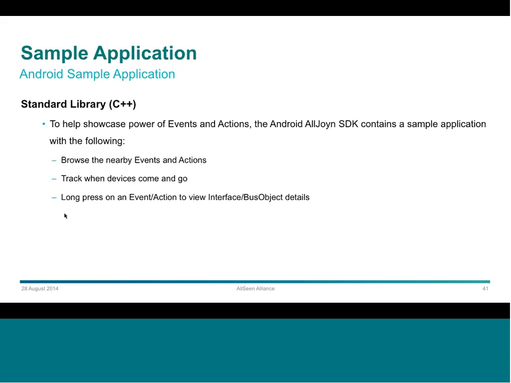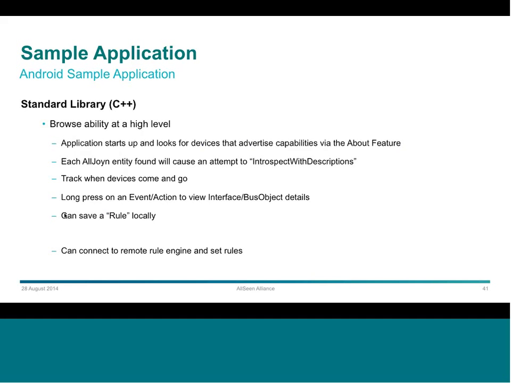So it gives you the object path, which device it lives on, what the interface is, what the member name is, and what the actual function signature is, so the member name and the arguments. So it's pretty powerful. In the Android application, it also allows you to save the rules locally, and you can delete all the rules, and it's pretty fun.